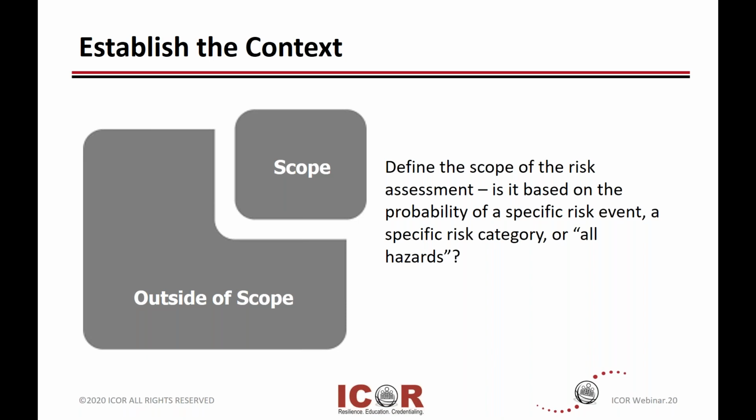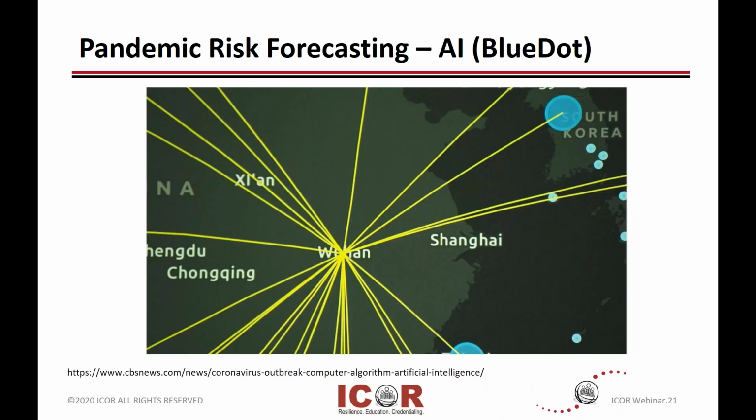This is an example of pandemic risk forecasting. I was watching 60 Minutes here in the U.S. on Sunday night, and they were talking about a computer algorithm using artificial intelligence called BlueDot, where they were able to track where people went who were infected or who had left Wuhan and who could potentially be infected, and then they tied that to the outbreaks. It's really interesting if you didn't see it.